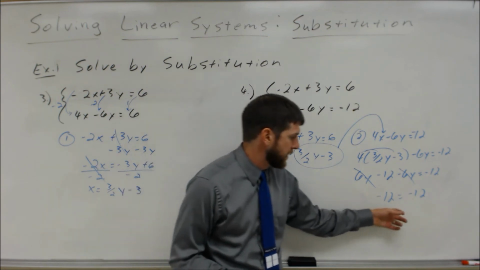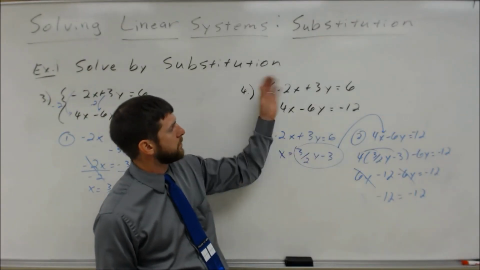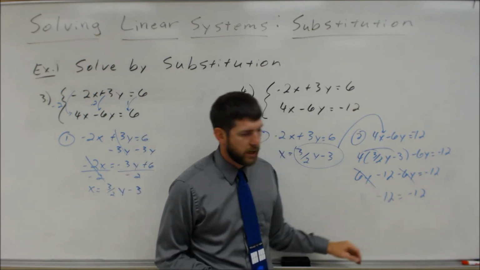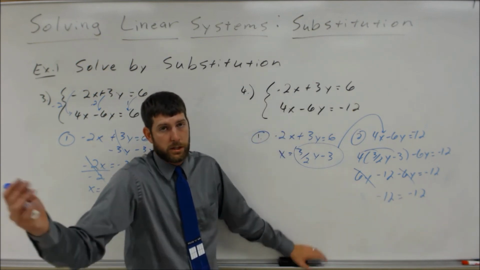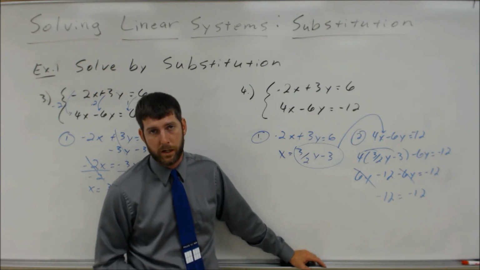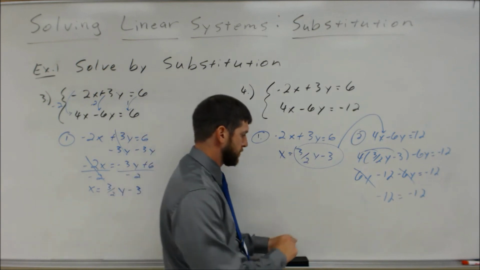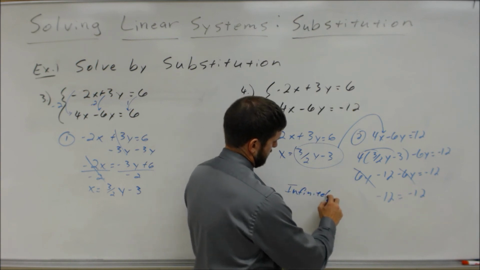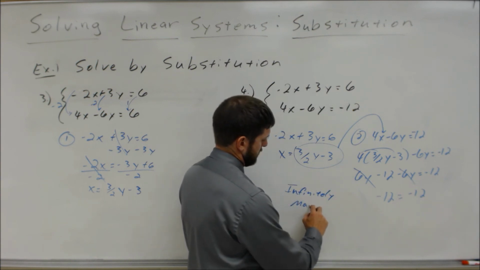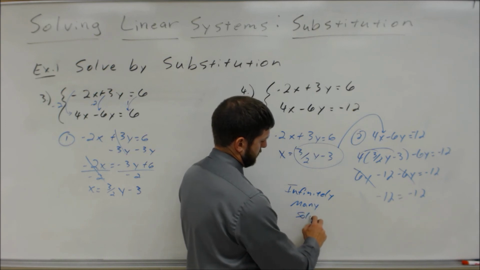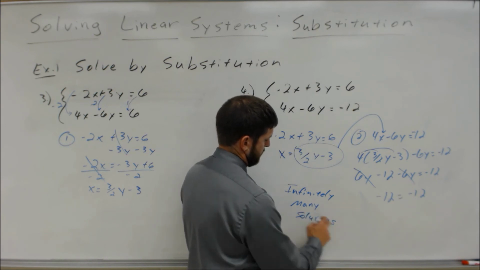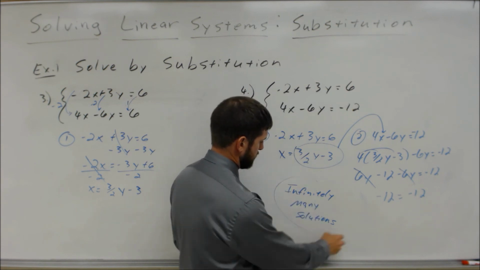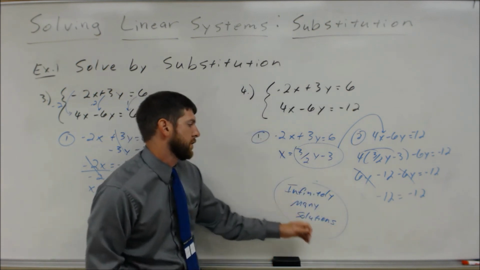Negative 12 is always equal to negative 12. So what that tells me is there's infinitely many points, infinitely many ways I can combine x and y to get negative 12 to equal negative 12, because it doesn't matter what I pick, negative 12 is always going to be negative 12. So this would be infinitely many solutions. We don't get one solution, there are infinitely many.